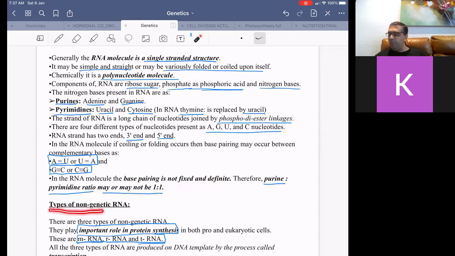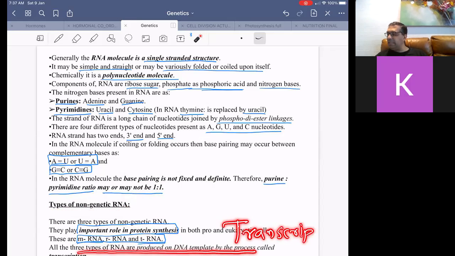Which are the types of non-genetic RNAs? There are three types of non-genetic RNA. They play an important role in protein synthesis, and these are mRNA, rRNA, and tRNA. So, mRNA, rRNA, and tRNA are the three types of RNAs. All three types of RNAs are produced on the DNA template by a process called transcription. So by transcription, mRNA, rRNA, and tRNAs are produced.